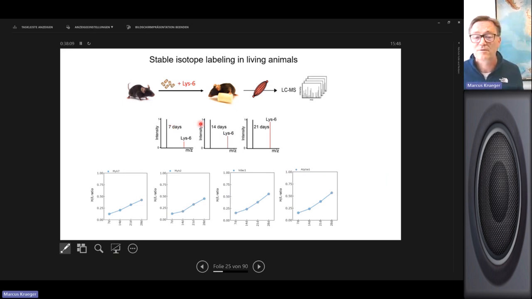However, we did the same thing also with muscle tissue, with skeletal muscle tissue. Here are some examples of how we monitor this, again from 0 to 100% incorporation, and here it goes up from 7 to 28 days. That is what we see for these different myosins or for mitochondrial proteins.